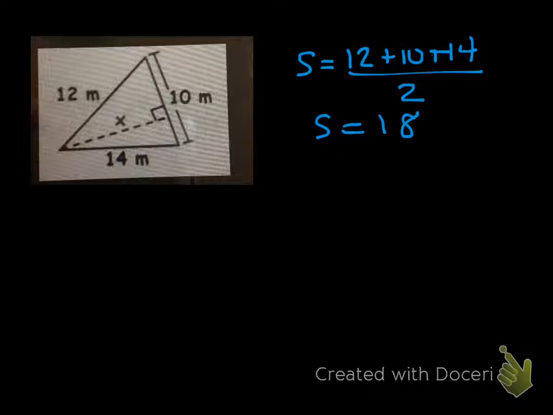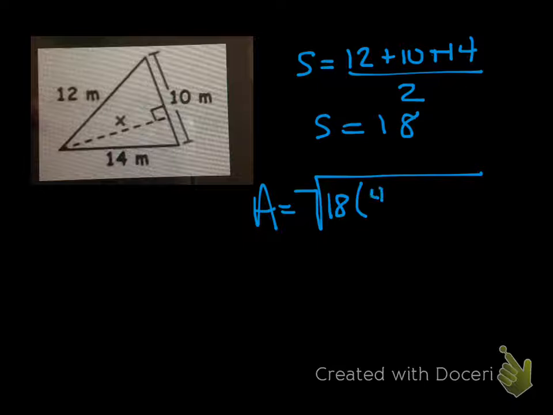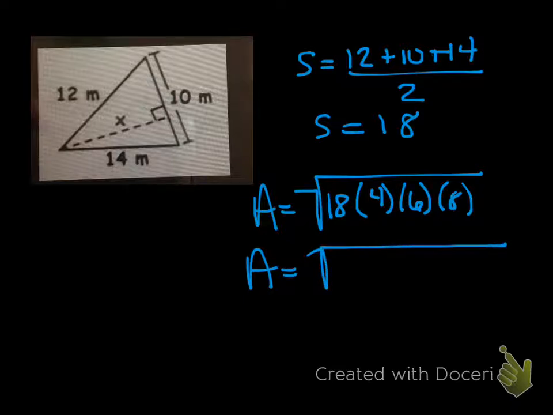Okay, now we're going to plug that into Heron's formula, which is the square root of the semi-perimeter multiplied by the difference of the semi-perimeter and each of the 3 sides. So 18 minus 14 is 4, 18 minus 12 is 6, and 18 minus 10 is 8. Now before you start multiplying out, I would take these factors and break them down. So 9 times 2 is 18. We can leave 4 the way it is. 6 is 3 times 2, and 8 is 4 times 2.